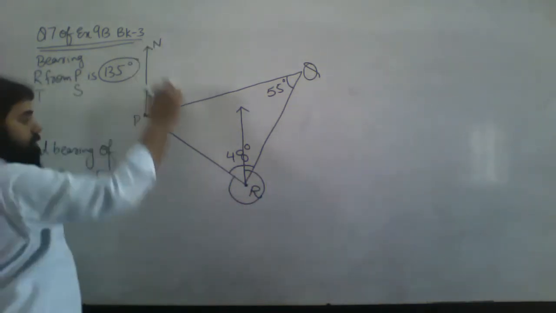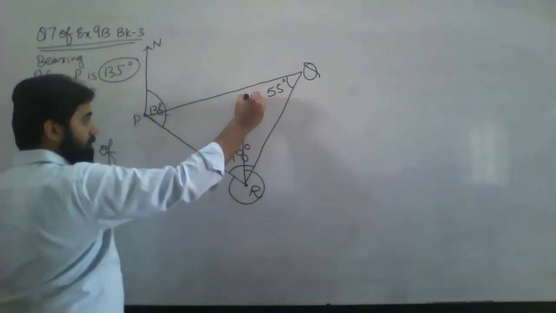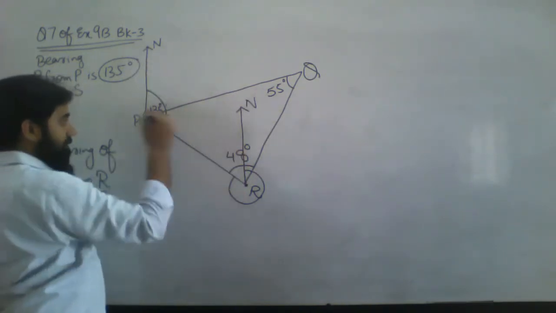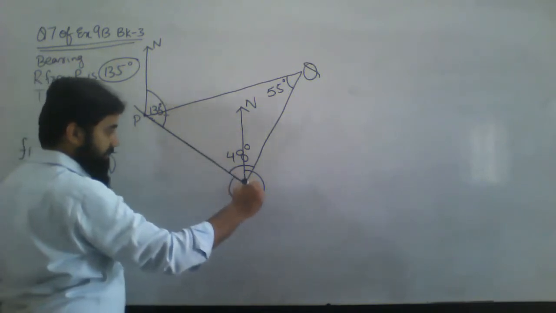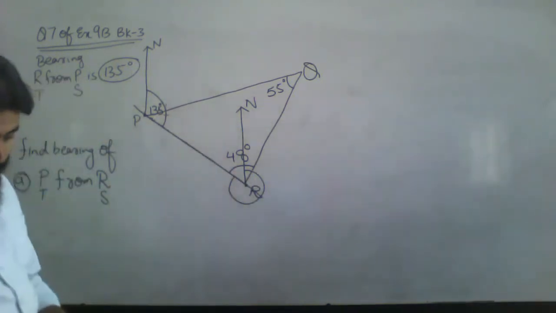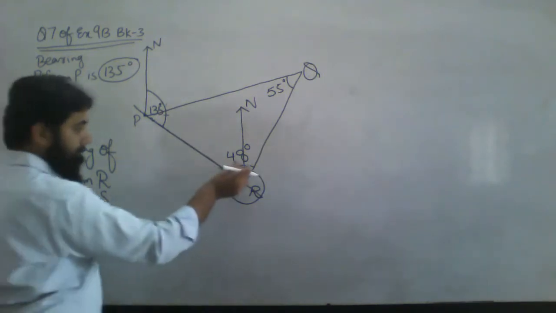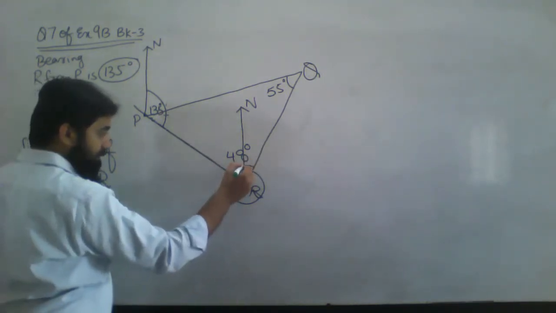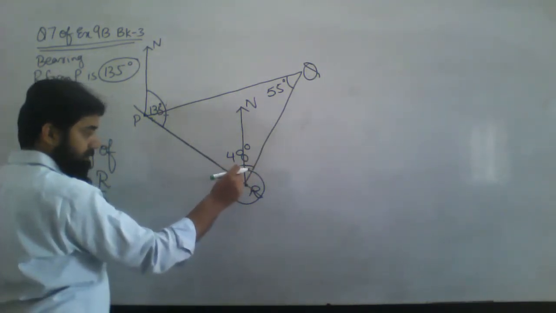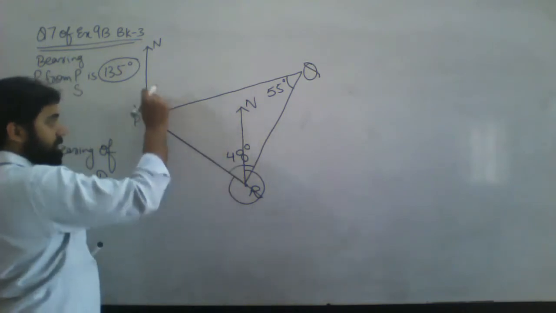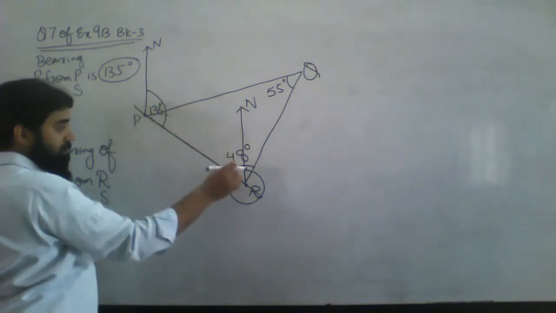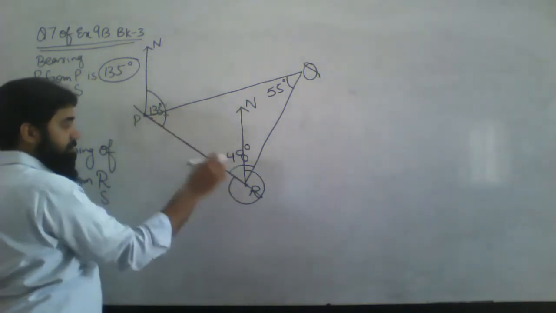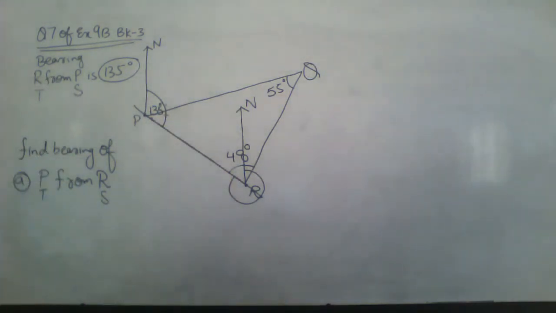So this is also north, and this is also north. So these two lines are parallel, and this straight line is intersecting them. So it means that this part and this one are supplementary, because these two are interior angles, so they are going to be supplementary.